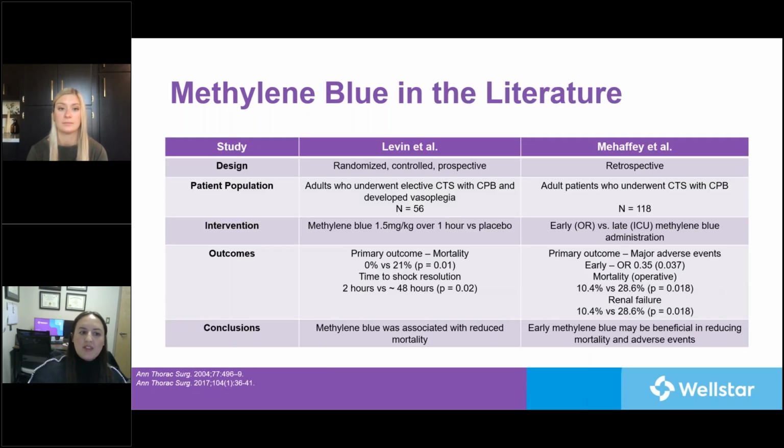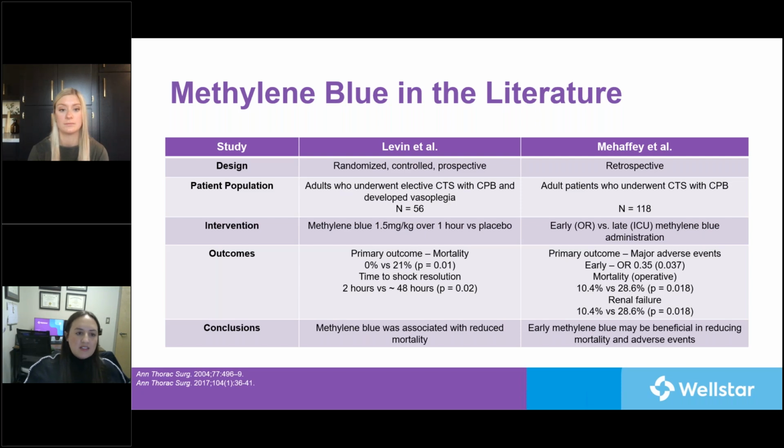The data behind methylene blue for vasoplegia after CT surgery is not the most robust data. There have been a lot of case reports and small case series supporting the use of methylene blue for this indication, and there have been some smaller studies that have come out looking at its use for this indication.